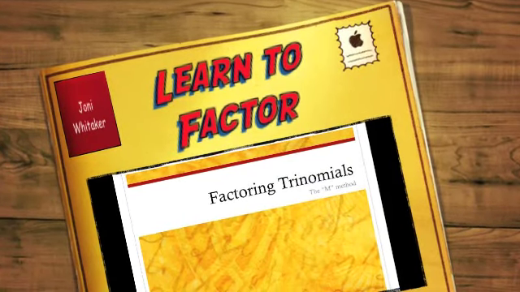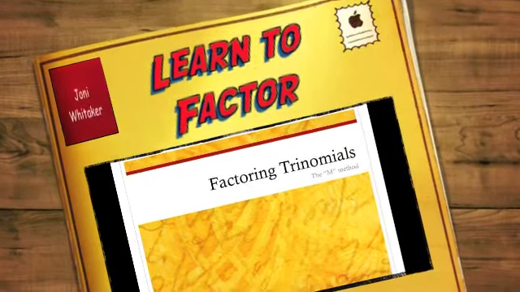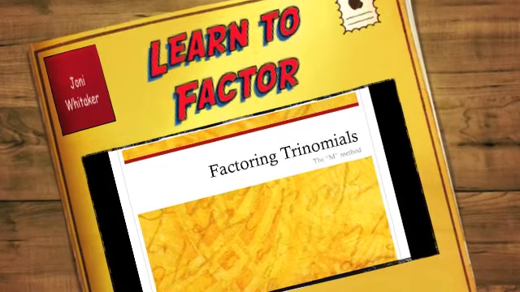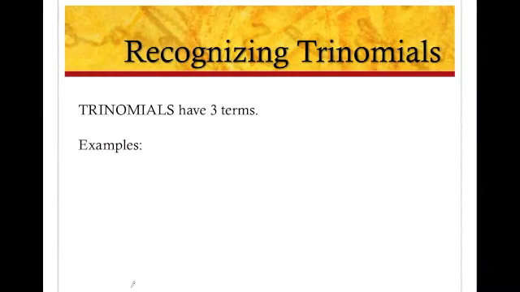This tutorial is to help you learn to factor trinomials. I call this the M method. The first thing you have to do is to recognize, is a polynomial a trinomial? Trinomials all have three terms. Something like x squared plus 4x minus 7 is a trinomial. There are 1, 2, 3 terms.